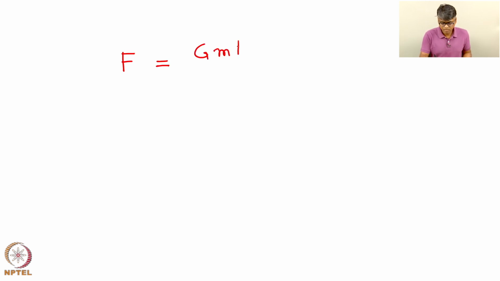What does it say? It says that the value of the force that Earth experiences is G times small m, capital M, where these are the mass of the Earth and the mass of the Sun, divided by the distance squared. That's the magnitude of the force, right?